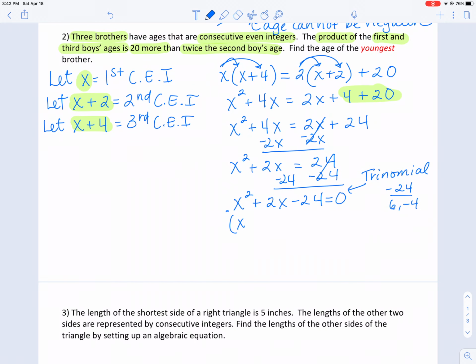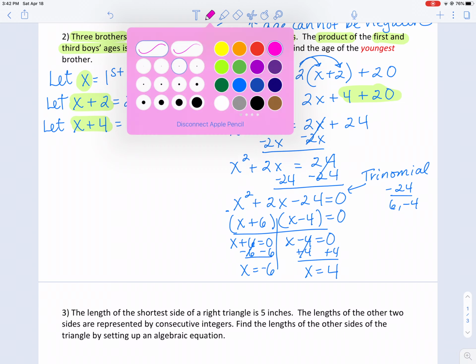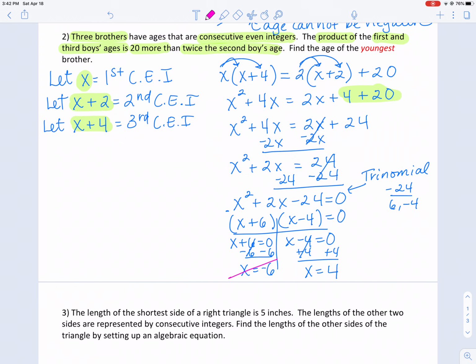So I'm going to open up and put an x plus 6 and x minus 4 equals 0. Set up my T. x plus 6 equals 0, x minus 4 equals 0. Again, when you undo that 6, x equals negative 6. And when you add your 4, x equals 4. Now, are they both able to be brothers' ages? Hopefully you're all saying no. This one we have to reject. You don't have to write this, but we're rejecting it. Age can't be negative, which means the first brother's age is 4.